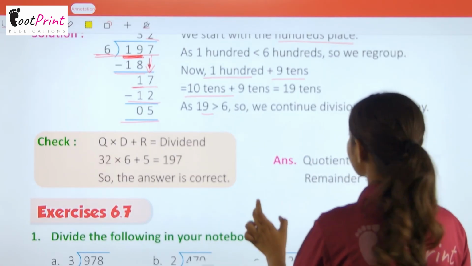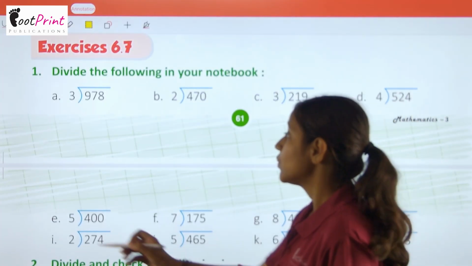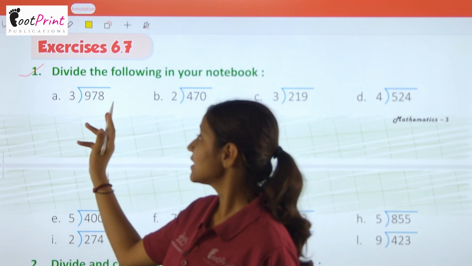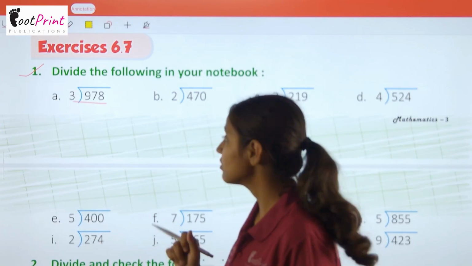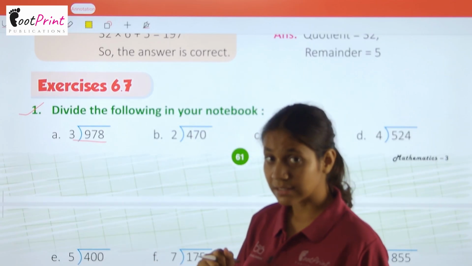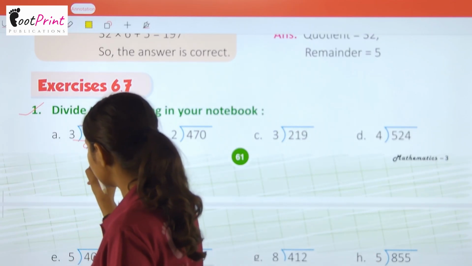Okay, now we have exercise 6.7 and we have to do this. Divide the following in your notebook. 978 divided by 3. Okay, so simply हम इसे कर सकते हैं. 3 के टेबल में 9 आता है. Yes, it does come in third time. So 3 3s are 9. As a remainder it is 0.